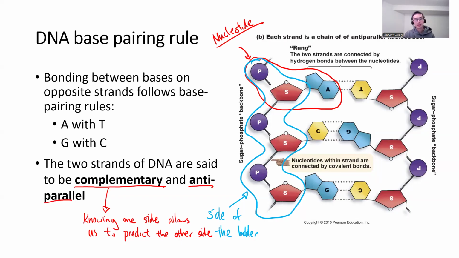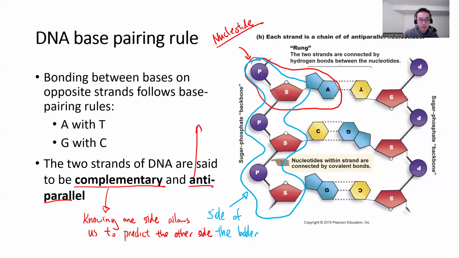Anti-parallel means they are parallel to each other. They're always the same width across, but they run in opposite direction. The best way to think about this is like a highway. Driving on a highway, the northbound is parallel to the southbound, but the traffic is running in opposite directions. So that's basically what happens with the DNA. They're parallel, but the direction is opposite. Anti-parallel, anti, opposite.